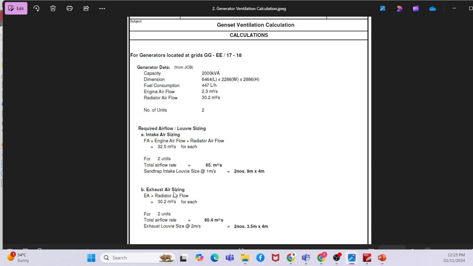When you see the exhaust airflow rate, why does it say 1 meter per second? No, this is for the sand trap louver sizing. I think the louver. Okay.